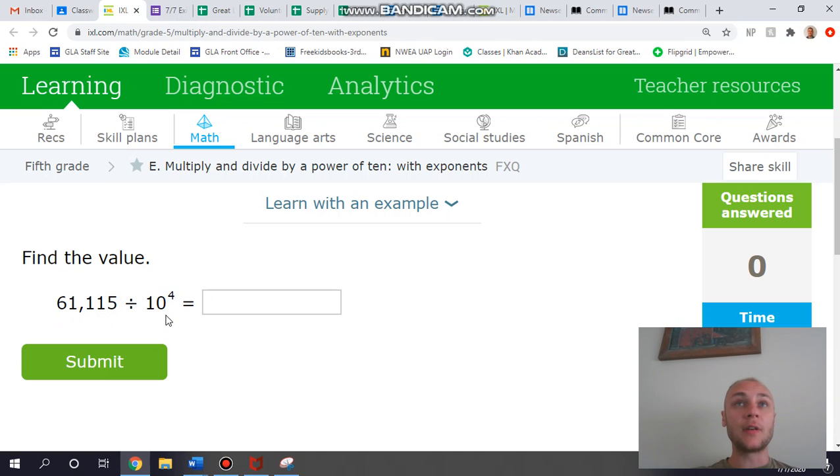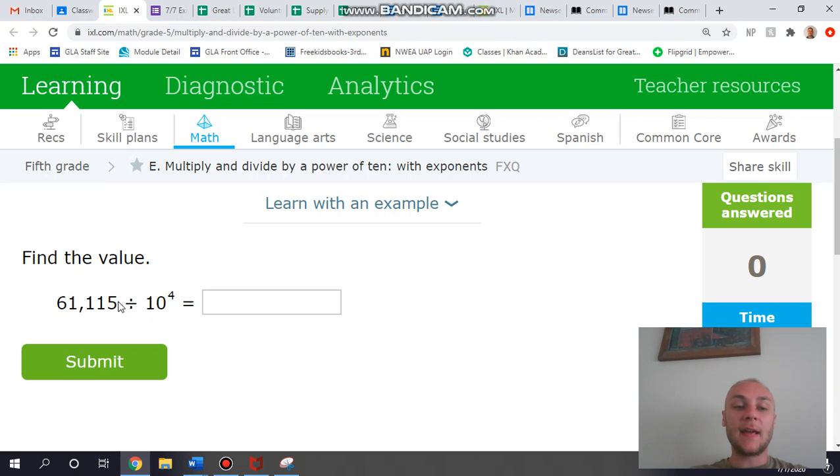So I'm going to read it one more time, and I want you to read this whole equation with me. Ready, set, go. 61,115 divided by 10 to the fourth power. Now, the first thing that you need to look at when you're doing a problem like this, are we multiplying or are we dividing? We are dividing. So that means that our decimal point, we have an invisible decimal point at the very end of 61,115. It's right here at the end.